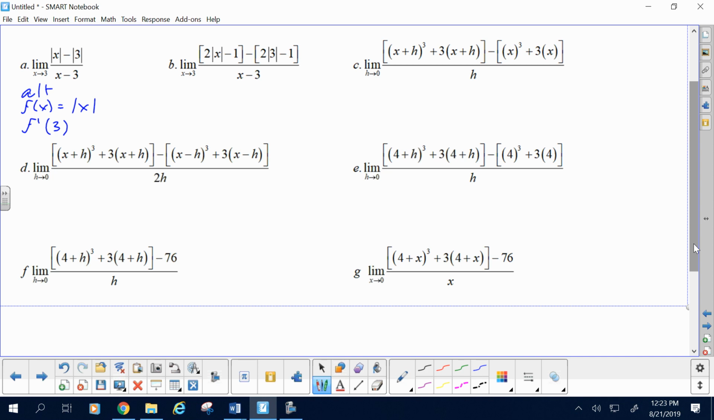Keegan, for B, which definition did you say? Alternate. Dan, what function? Oh, that's okay, no worries. Ken, what'd you say for the function? Okay, and what are you finding, Show? F prime at 3. You are finding a derivative at a certain point, 3.